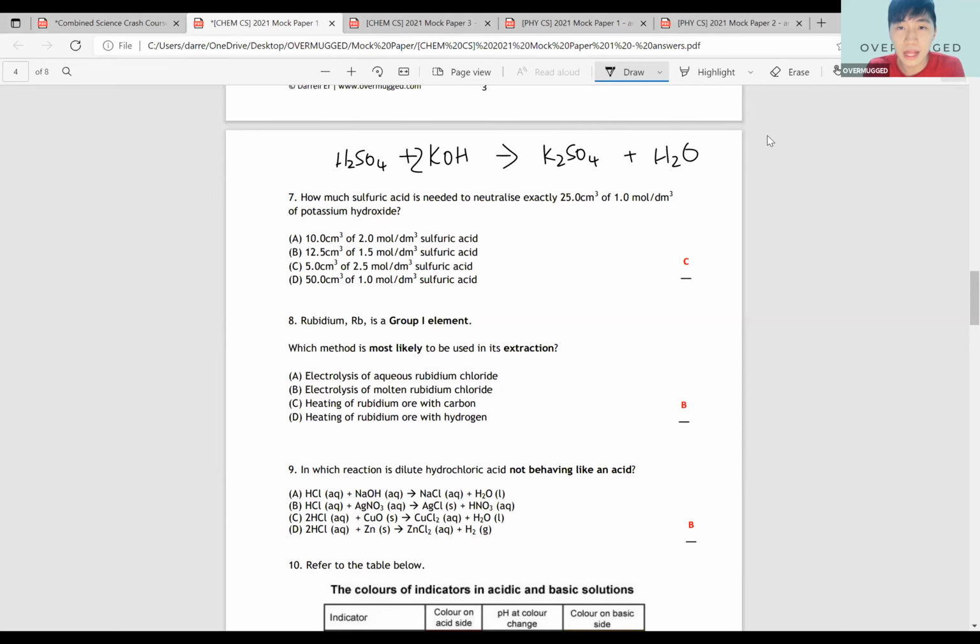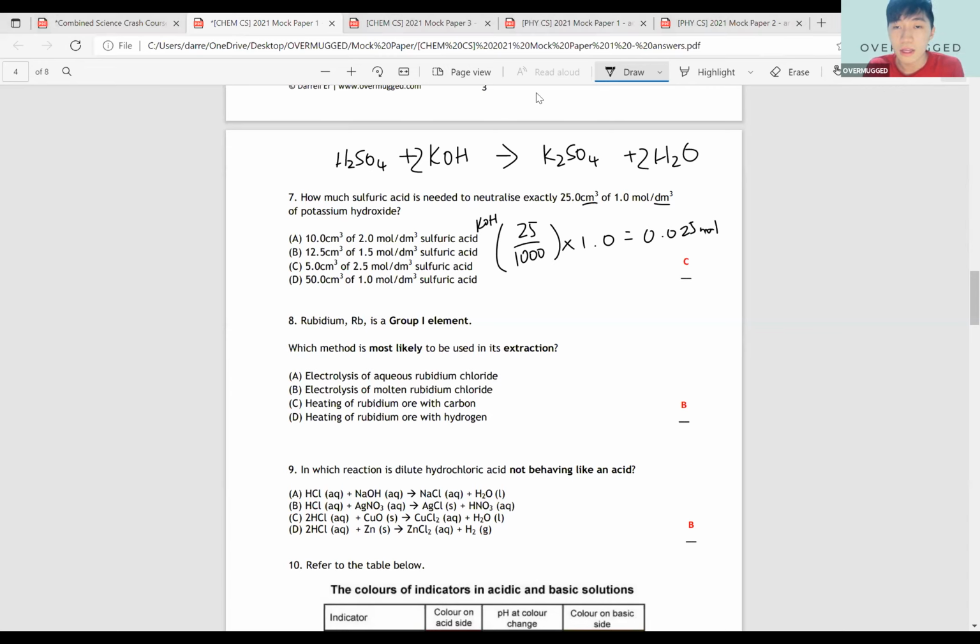So in order to balance the equation, this is how it should look. All right, so the mole ratio of sulfuric acid to potassium hydroxide is 1:2. So the first thing you want to do is to calculate the number of moles of potassium hydroxide. How do we do that? We take volume times concentration. Because the volume here is in dm cubed, I have to change my cm cubed to dm cubed by dividing by 1000. After calculation, you should get somewhere along the lines of 0.025 mole. This is for KOH.